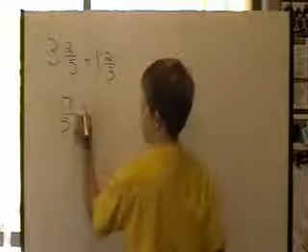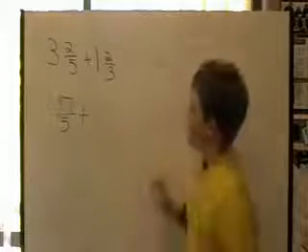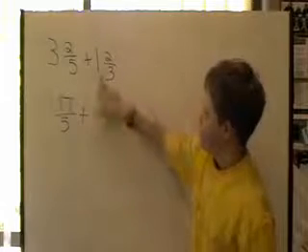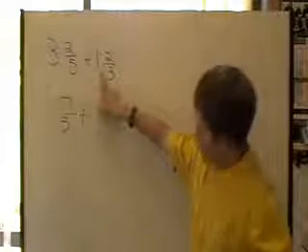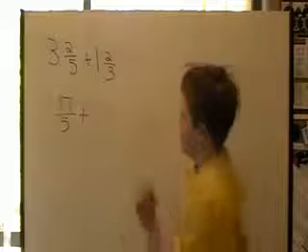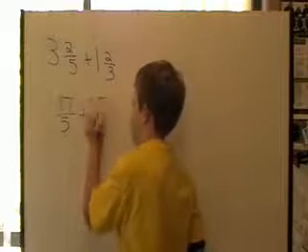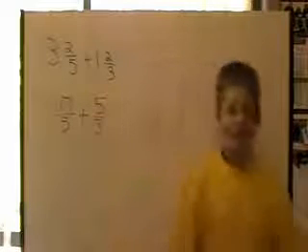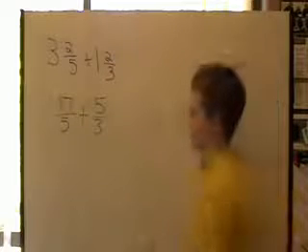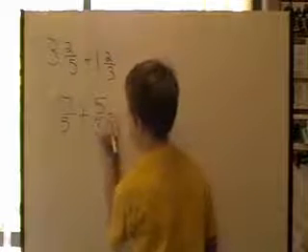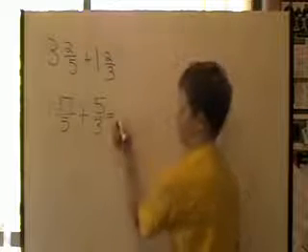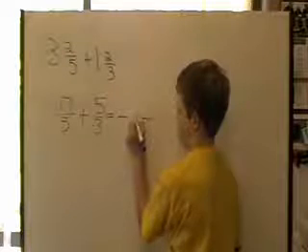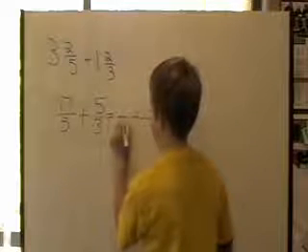Okay, plus 3 times 1 is 3, plus 2 is 5, so it becomes 5/3. Okay, so now we need to find a common denominator. So, a common denominator is 15.